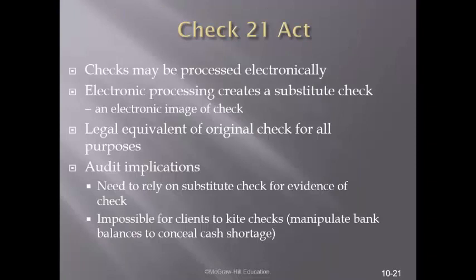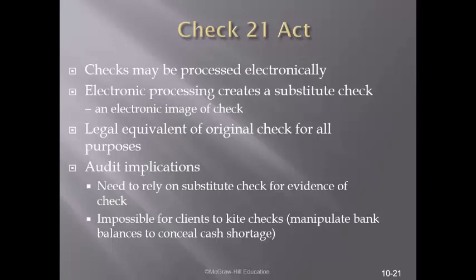Historically, checks have taken days to clear, in large part because they have literally been flown around the country in the clearing process. This is no longer the case. Under the Check Clearing for the 21st Century Act, also called the Check 21 Act, checks may be processed electronically. This is accomplished by creating a substitute check, which is an electronic image of the original. This is a legal equivalent of the original check for all purposes and is processed in hours rather than days.